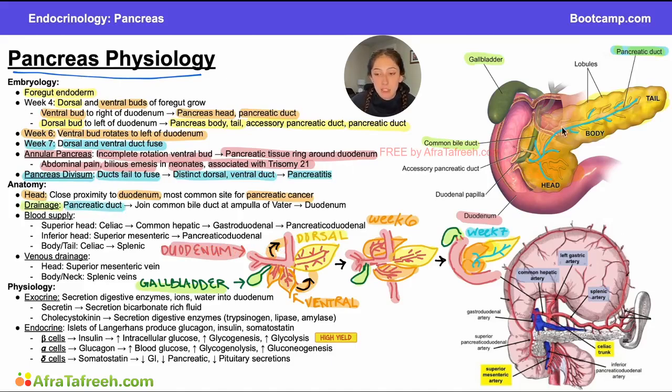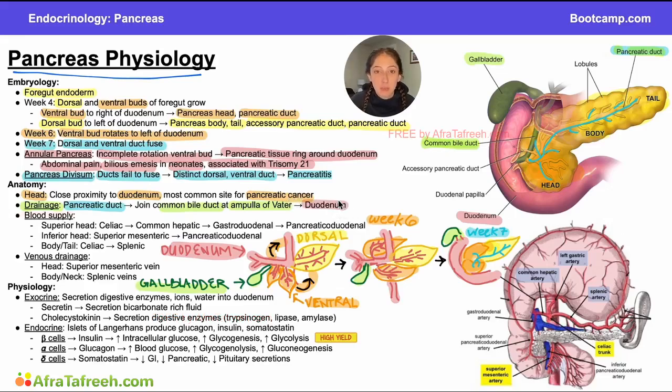Drainage of our pancreas occurs first through the pancreatic duct. That pancreatic duct is draining most of the pancreas from the tail, the body, and the head. It is going to join up with our common bile duct. If you look over here, our common bile duct is draining the gallbladder, and then the common bile duct and the pancreatic duct join together at the ampulla of Vater. And then both the pancreas and the gallbladder will empty together through the common bile duct into the duodenum.